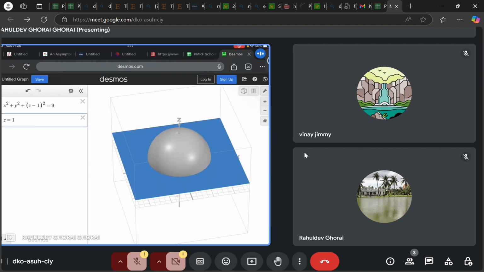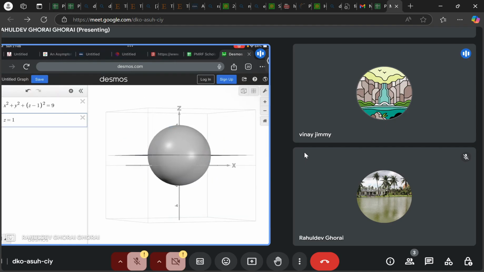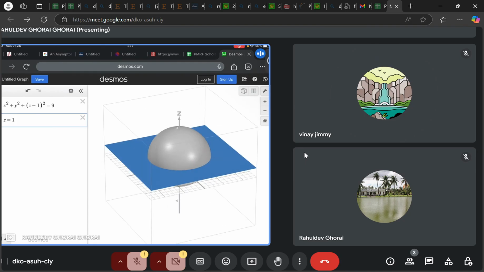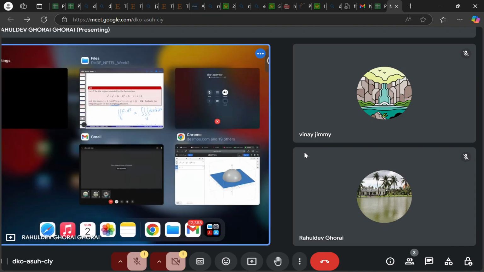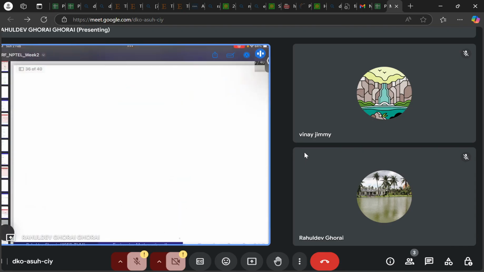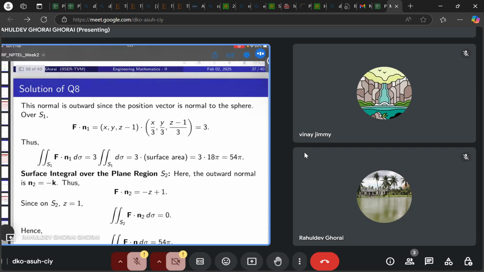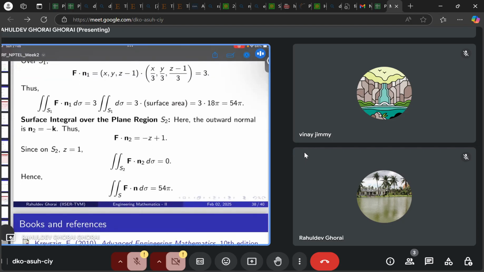Can you see the image? See, this is the hemisphere. So your region is, the z equal to 1 plane is the blue color, and above that is the upper part of the hemisphere, x square plus y square plus (z minus 1) whole square equal to 9. This is S1, and S2 will be the plane z equal to 1. So you have to mainly integrate over that, that's all, right?